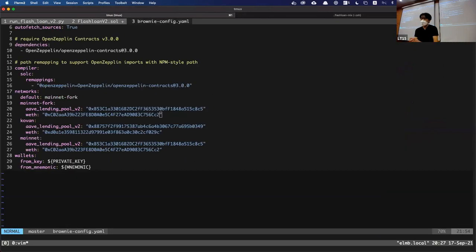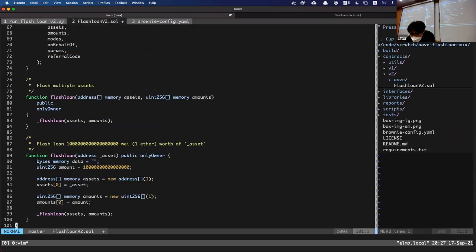So Brownie has a config where we could actually put different parameters like the contract address over here. Today I'm just going to demonstrate how things work on the Kovan testnet, which is right over here. Those two are the addresses that I'm interested in. Aave deployed the lending pool on the Kovan testnet, and there's also RedReader, which is the token address of the RedReader.